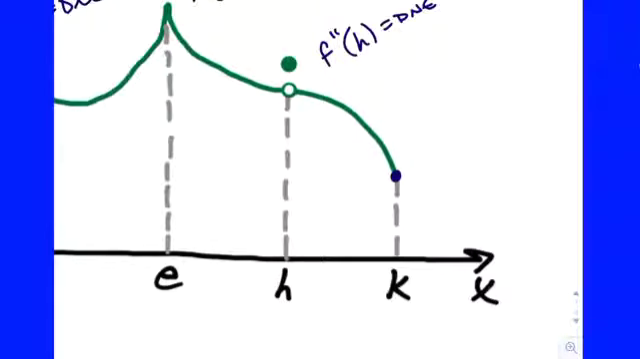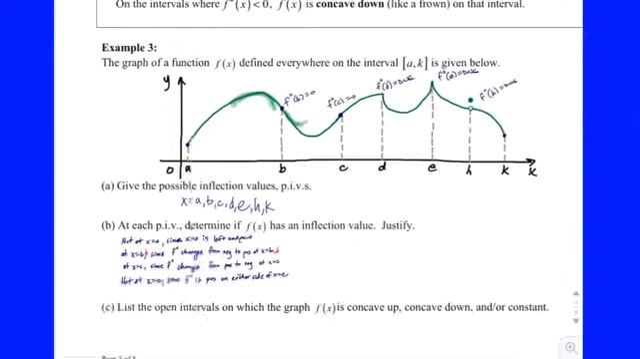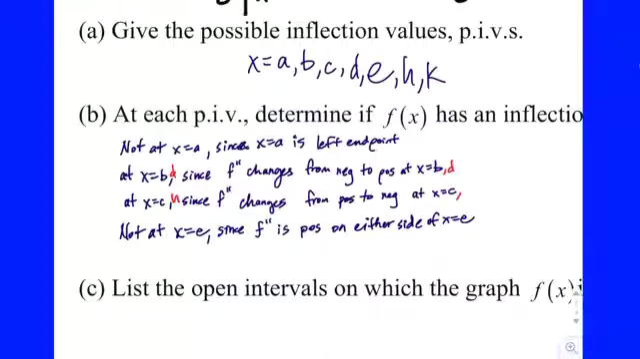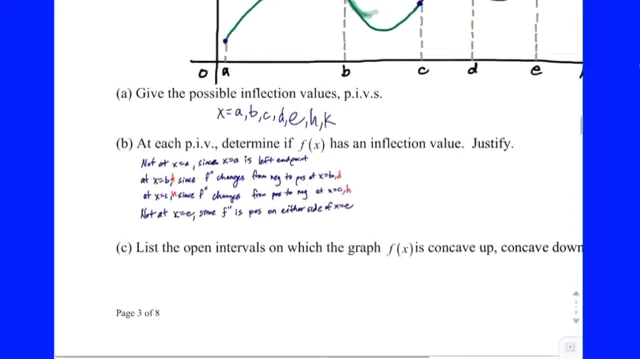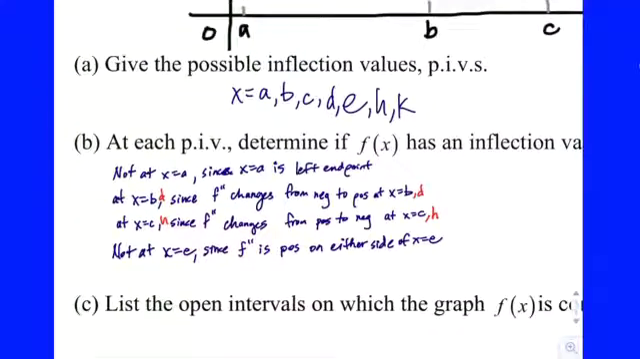Inflection value, yes or no? It is, right? The graph is concave up, part of a smile to the left, concave down to the right. So the second derivative changes from positive to negative. We've already said that once, so we could throw that in there with the next one. At x equals c comma h, since f double prime changes from positive to negative at c comma h. There you go. And then finally the last one, at x equals k, you could say no, not at x equals a or x equals k, since x equals a is the left endpoint, and x equals k is the right endpoint.